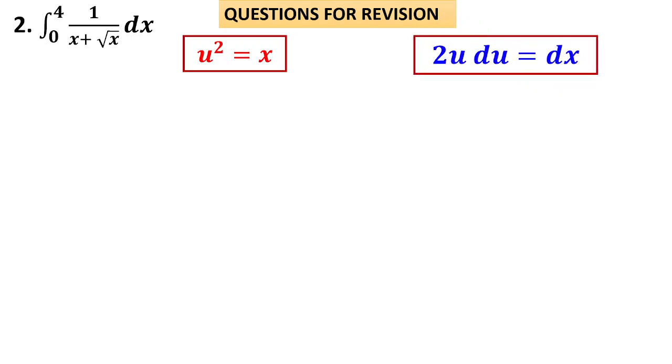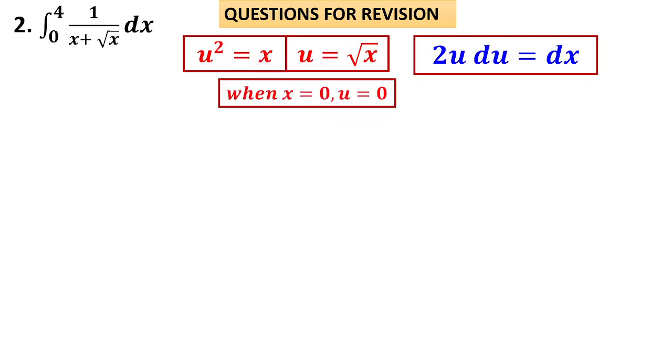2u du will become dx and u will become root x. Okay. Now let us try to substitute now. The new limit: u square is equal to x. Therefore, when x is equal to 0, u is 0 square, therefore 0. When x is equal to 4, u square is 4, so u is 2. Some of you may ask me, sir, when I take square root, I am taking plus or minus 2. But remember, lower limit is 0, so upper limit should be 2, it cannot be minus 2.